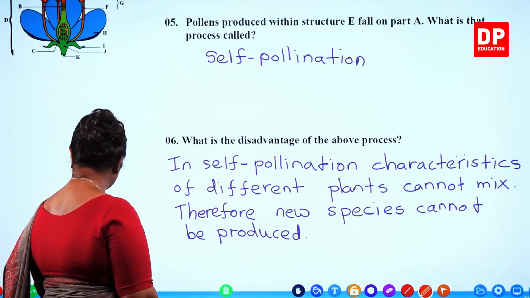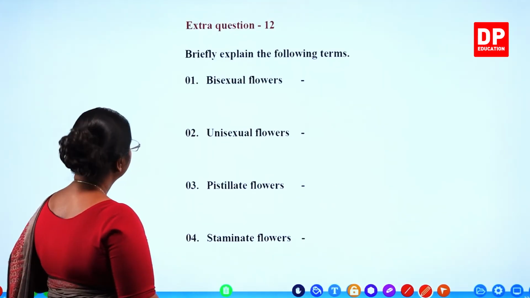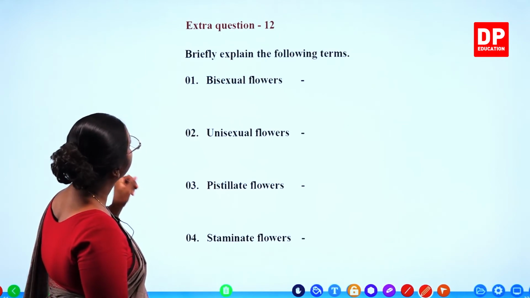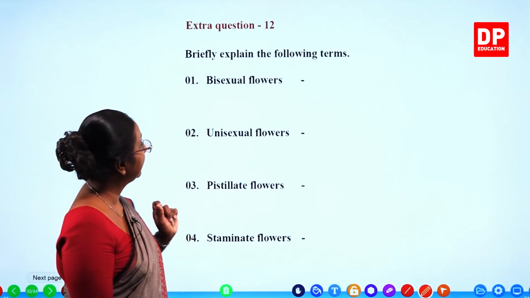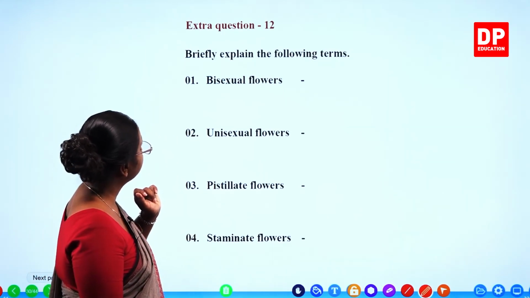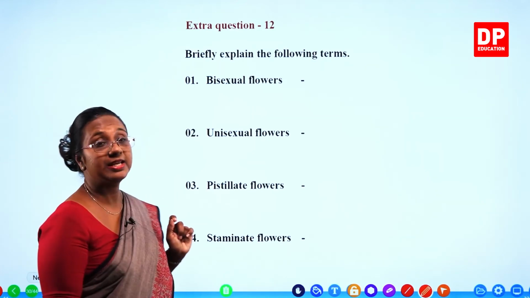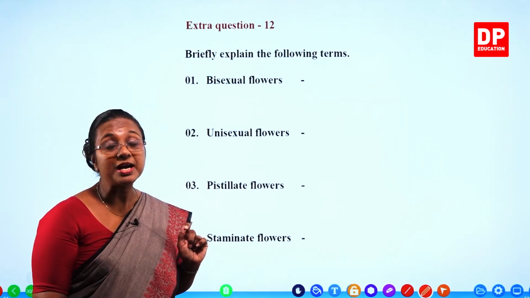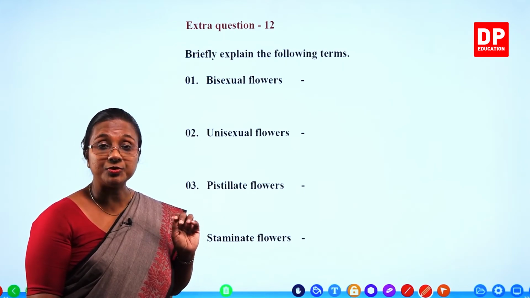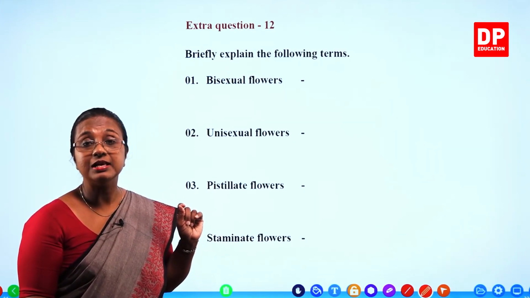With that, the next slide, again, extra question 12. Briefly explain the following terms. So here they have given four different terms. First one is bisexual flowers. What are bisexual flowers? Flowers that possess both male and female structures.